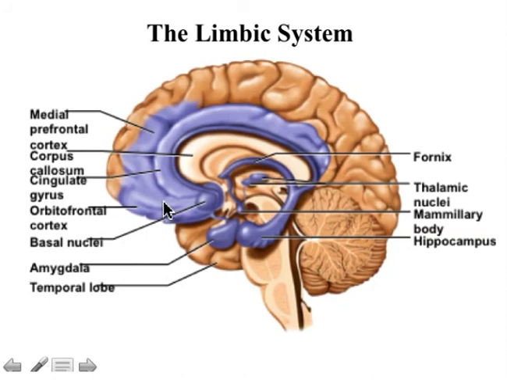There's a little bit of controversy regarding which structures are strictly speaking part of the limbic system and which are not. What you've got highlighted here in purple, the fornix, the hippocampus, the amygdala, the orbitofrontal cortex, the cingulate gyrus, and the thalamic nuclei, along with these mammillary bodies, are all thought to be part of the limbic system, but you'll get areas of disagreement amongst neuroscientists as to what really belongs here and what doesn't.